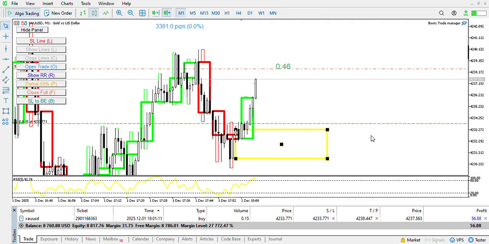Now I took partials and I let my runners run, right? And let's say I want to take another partial. So now see, I'm going to press P and it is going to close partials again. Boom, I have taken another partial. So my trade is risk free. I have taken partials, I have set my TP, I have let the runners run. Everything I have done just by pressing a few buttons. This is how beneficial this one EA is, right?